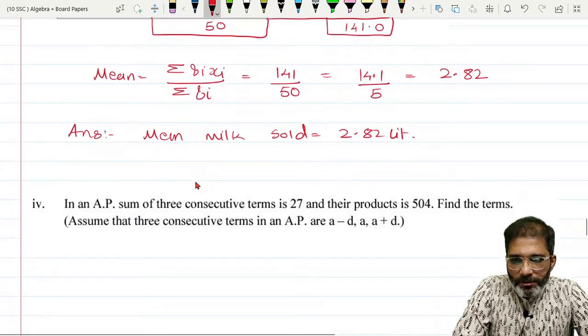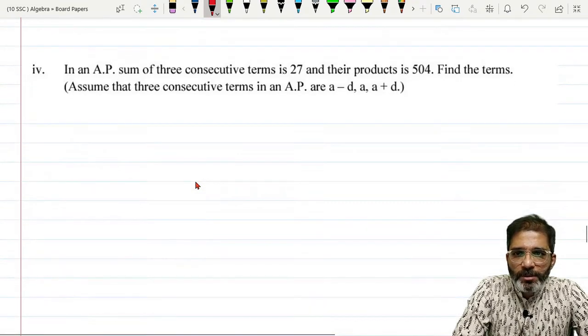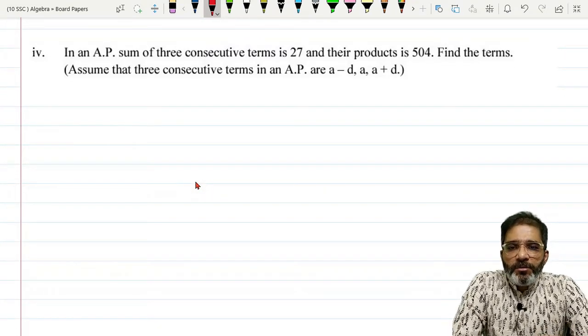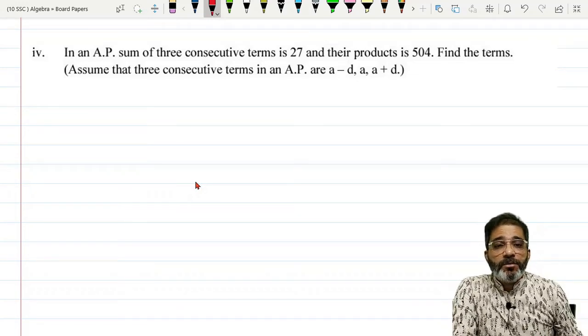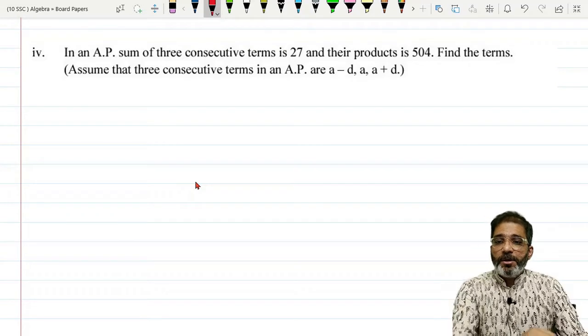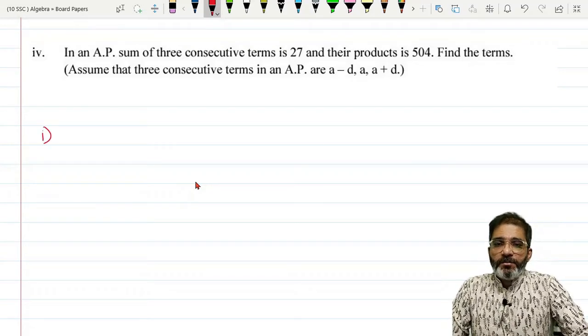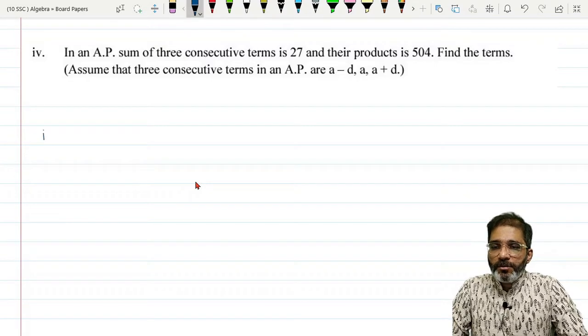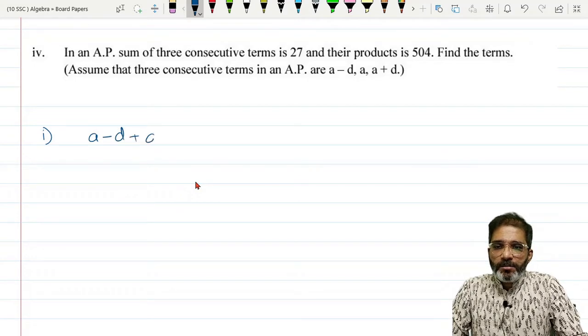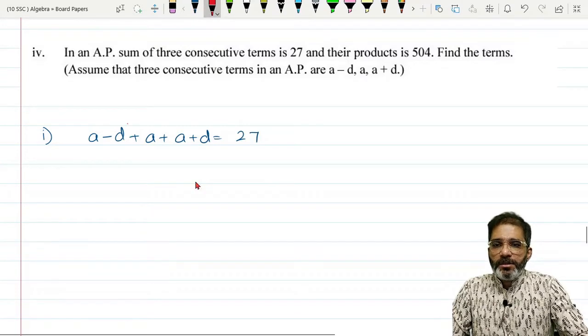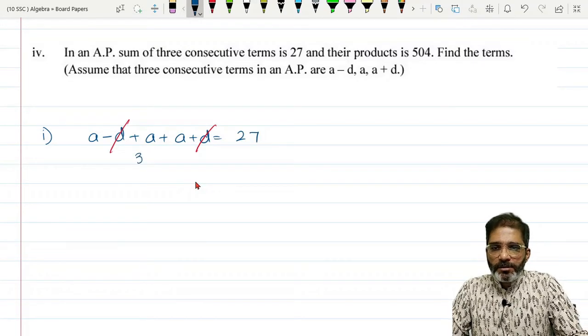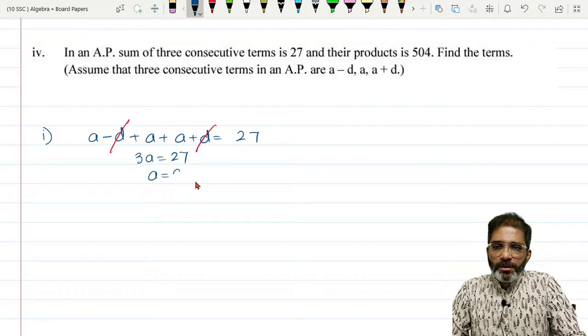Yes, let's have the next sum, students, which is again an important sum. They have given the sum of 3 consecutive terms of an AP as 27 and the product as 504, and they have told us to take the 3 terms as a minus d, a and a plus d. Okay, fine. So what is the first condition given? The sum is 27, so a minus d plus a plus a plus d is 27. So what I see is d and d will cancel, that is 3a is 27, a is 9.